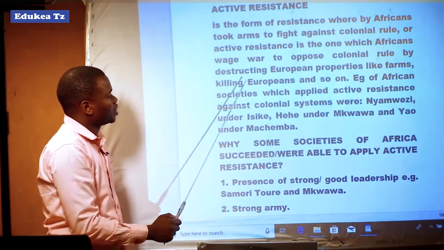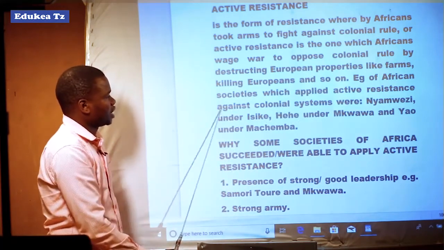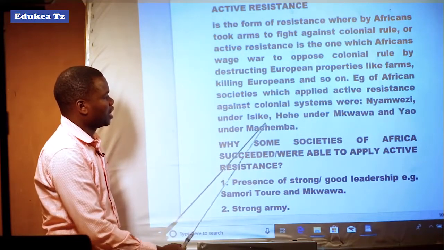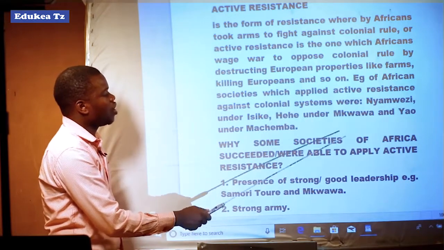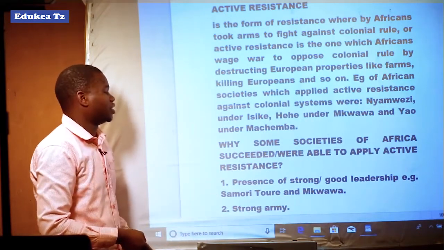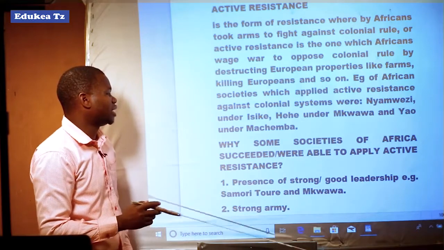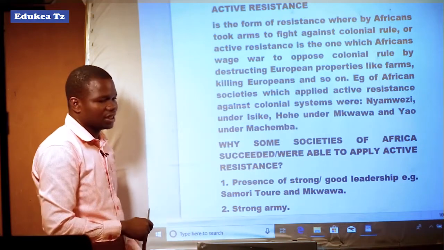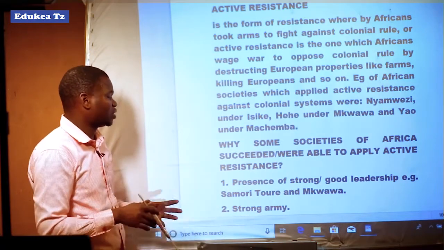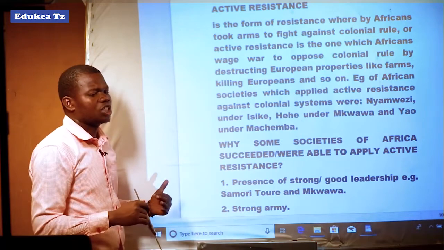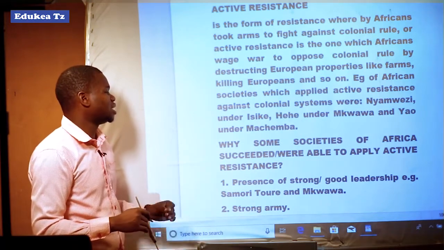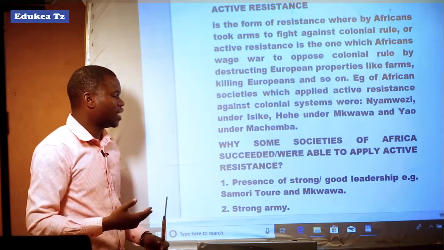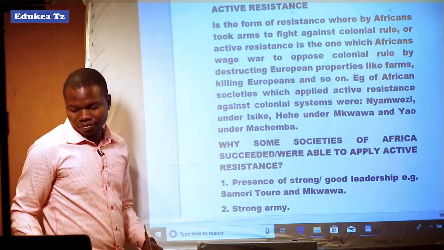Examples of African societies which applied active resistance against the colonial system were the Nyamwezi under the leadership of Isike, the Hehe under the leadership of Mkwawa, and the Yao under Chief Machemba. So why were some societies of Africa able to apply active resistance? There were a number of factors or reasons which made them succeed in applying active resistance, and those factors are as follows.